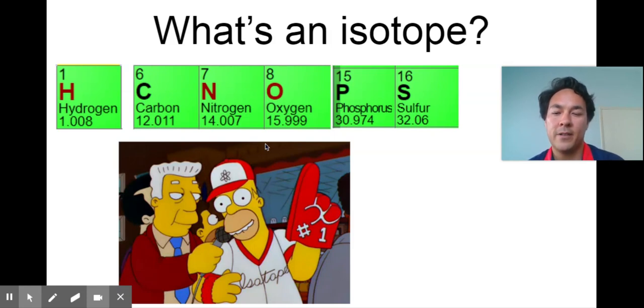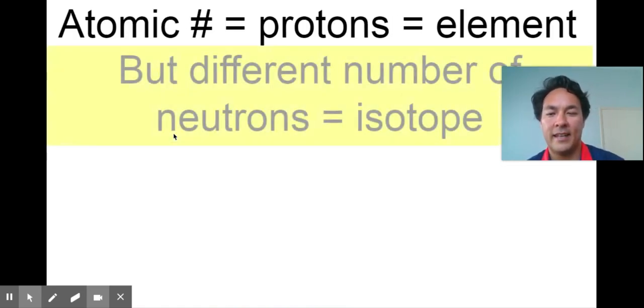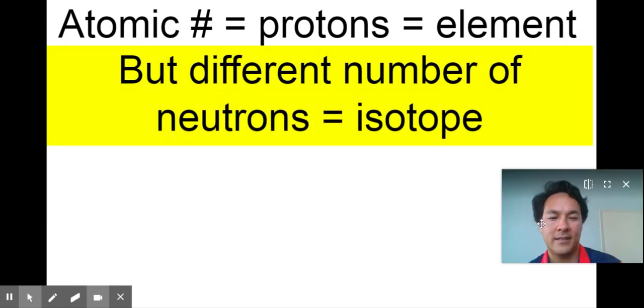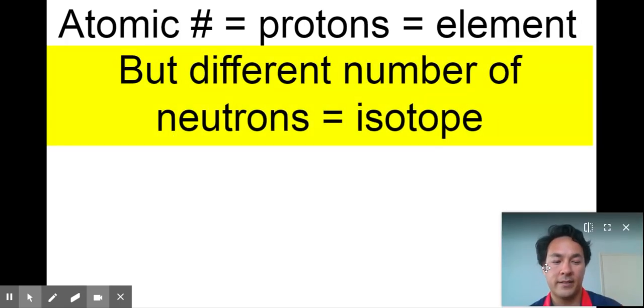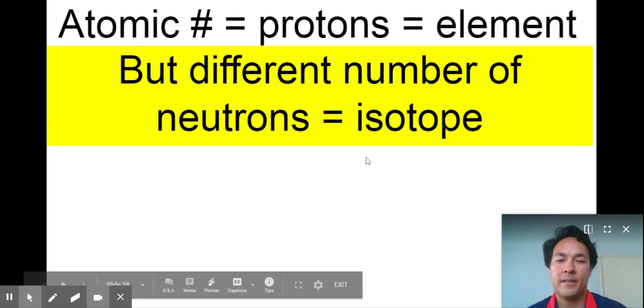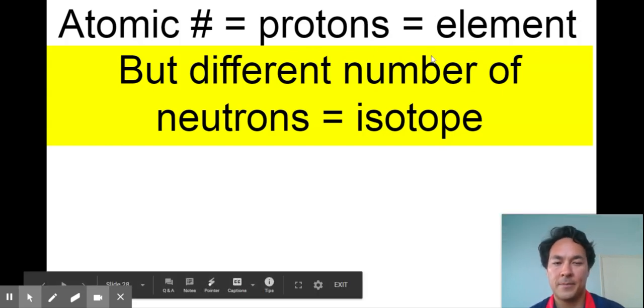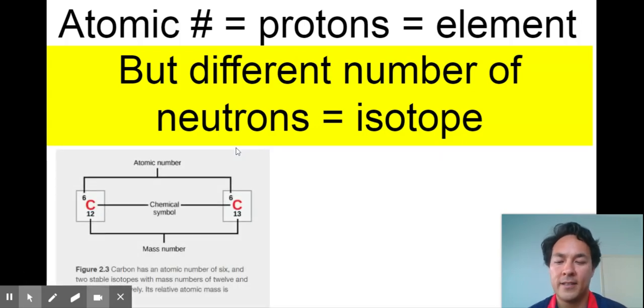But real quick, you might have noticed something. Why are these numbers with these decimals here? And that begs the question of what is an isotope? And I put Homer in here for you. Okay, so did you get that an isotope is an atom that has a different number of neutrons, right? And so the atomic number is the number of protons, which makes it an element, but they may have different numbers of neutrons.